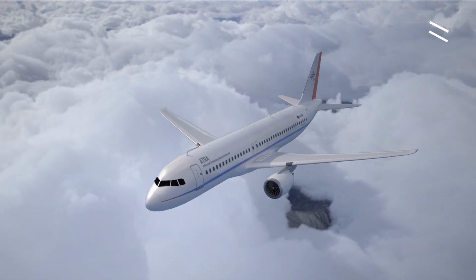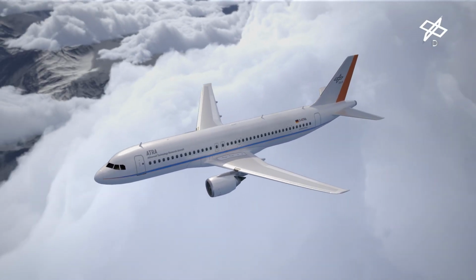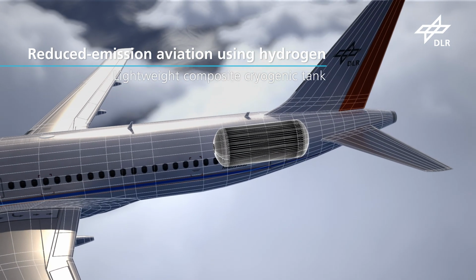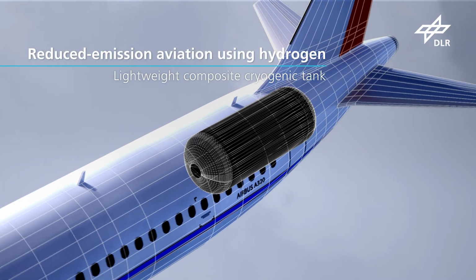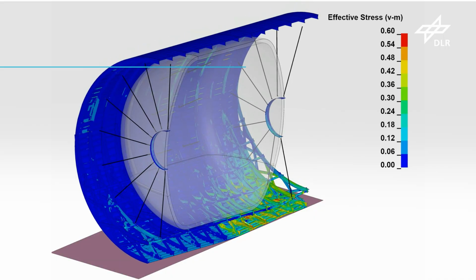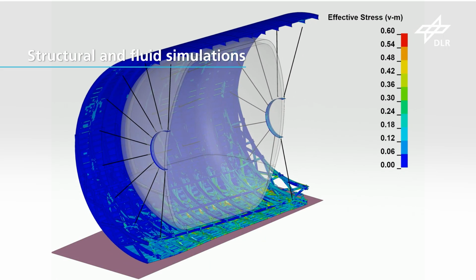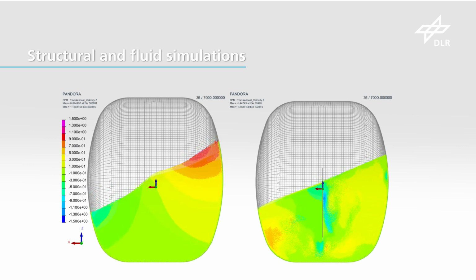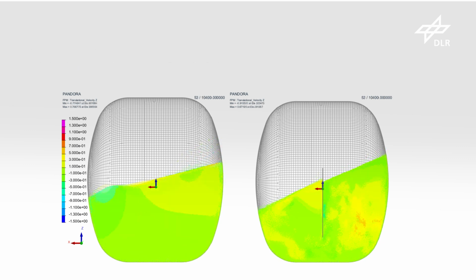The DLR Institute of Structures and Design is advancing lightweight composite storage vessels for cryogenic hydrogen in aviation and space. To understand the demands placed on these vessels during different flight scenarios, simulations of structural loads and fluid dynamics are carried out.